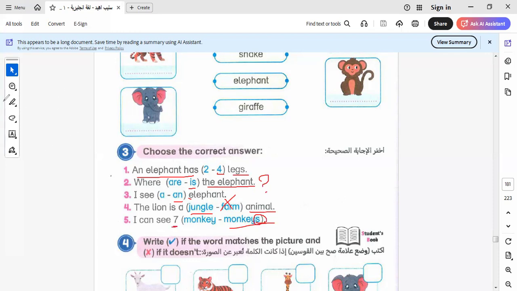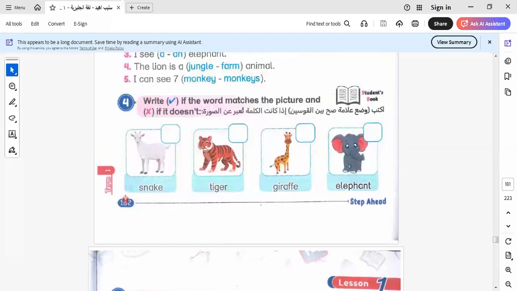Let's go to another one here. Is it a snake? No, it's not a snake. Is it a tiger? Yes. So no, this is not a snake. This is a tiger. This is a giraffe. This is an elephant. I write it here as it is.